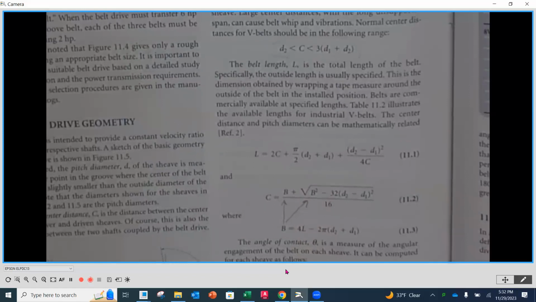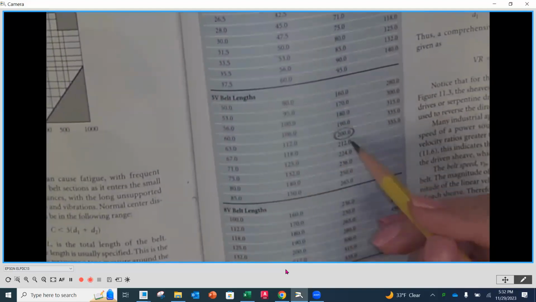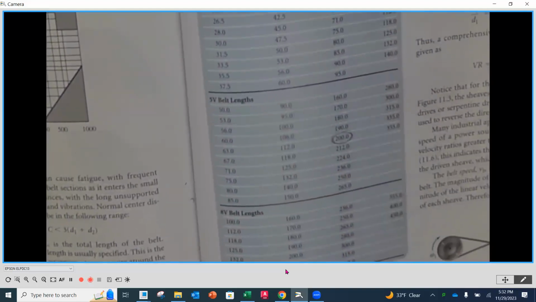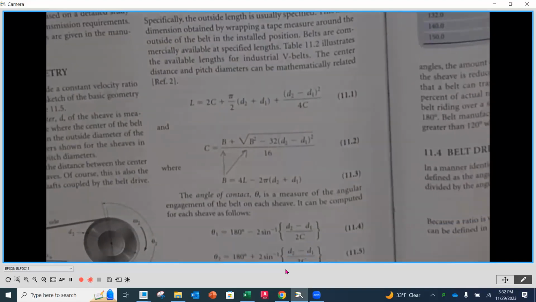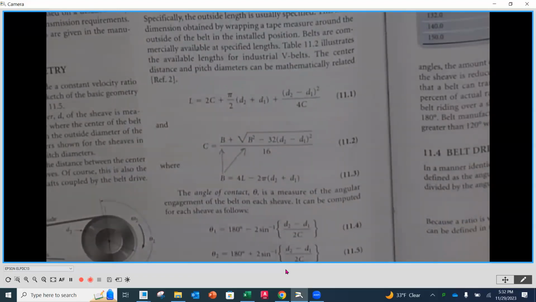Once we pick what our center distance is, we are going to then calculate what the length of the belt will be. When we do this initial calculation, you're going to get a weird number. Then you need to go over here and ask, what's my closest number? You reconfigure and then calculate the center distance, the actual center distance based on a belt that you can actually get commercially available. So it's going to be a design iteration going back and forth, and we'll do some examples so that you can see that process.